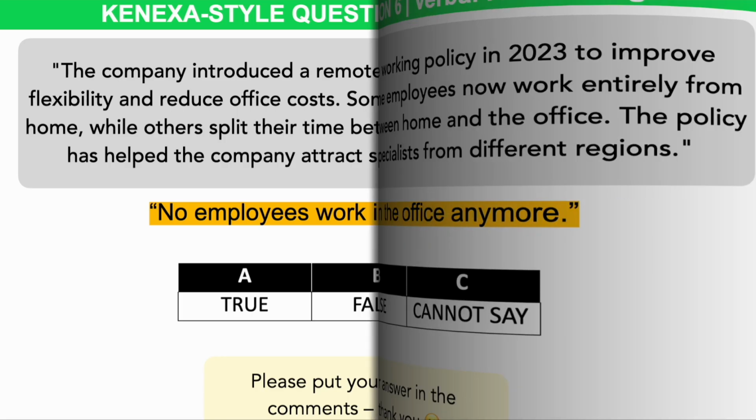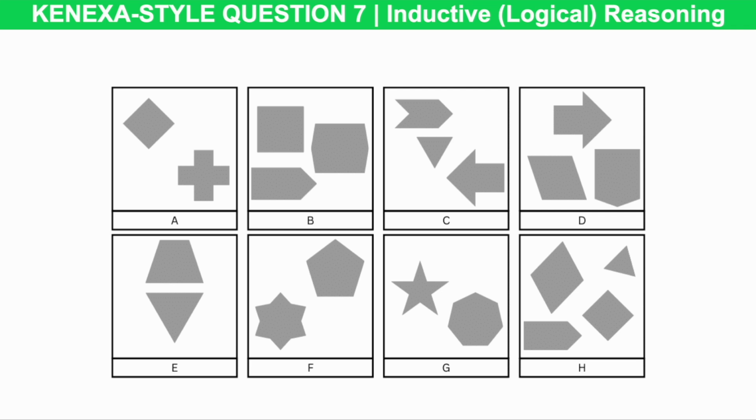You're doing really well. I now want to dedicate some significant time to the Kenexa-style inductive or logical reasoning questions. These are very, very tricky for most people. In this part of the test, you will usually see shapes, patterns, or sequences, and your task is to work out the rule that links them together. The key is to look for simple changes first, such as the number of shapes, edges, their position, shading, or the direction that they are moving in.